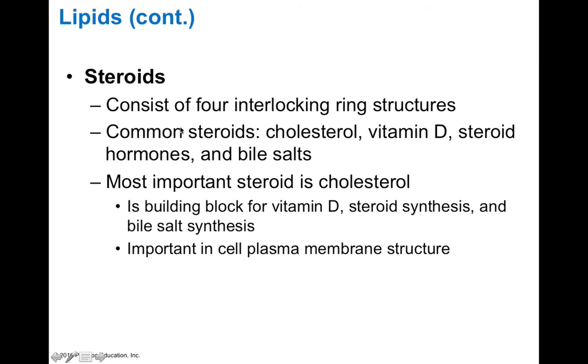Now, steroids consist of 4 interlocking ring structures. They're more complex, but some common steroids include cholesterol, vitamin D, steroid hormones, and bile salts. The most important steroid is cholesterol, because ultimately cholesterol is the building block of vitamin D, steroid hormones, and bile salts. Steroids are also very important for plasma membrane structure because they actually help stabilize the plasma membrane of your cells under varying temperature extremes.